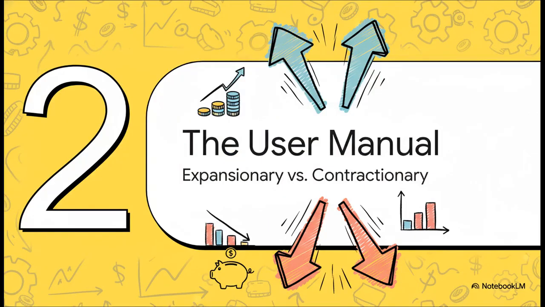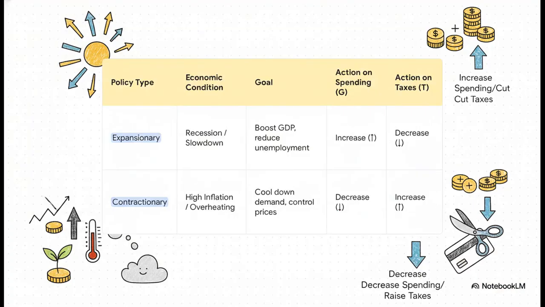Right, so we know what the tools are. But how, and more importantly, when do you use them? Well, that's where the user manual comes in, and it basically outlines two different game plans: expansionary policy and contractionary policy. This table lays it out perfectly.